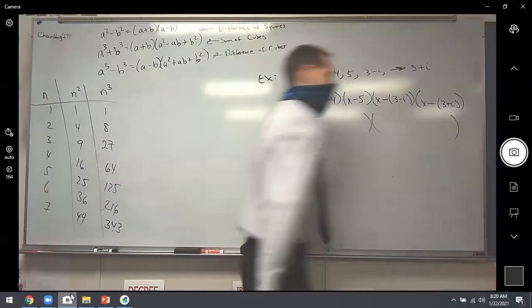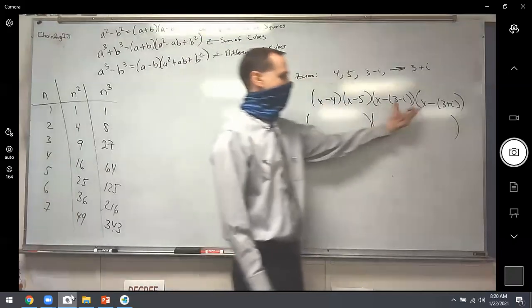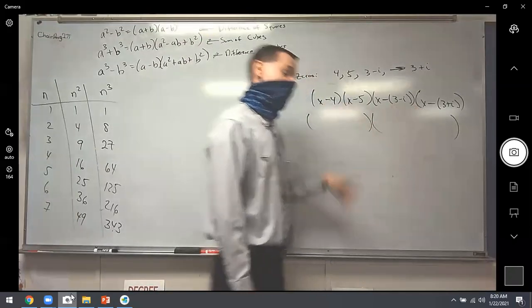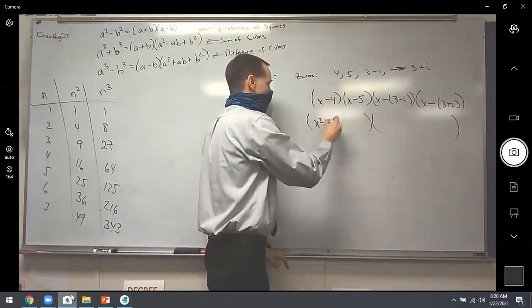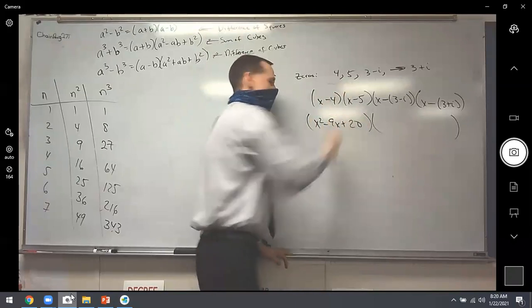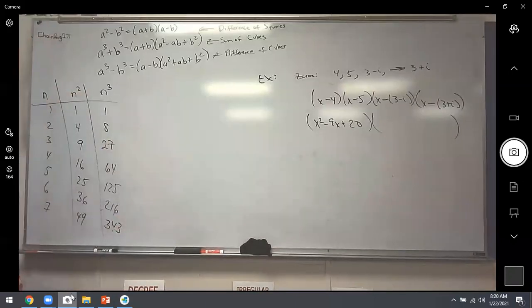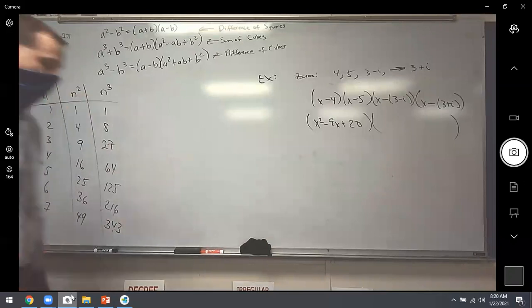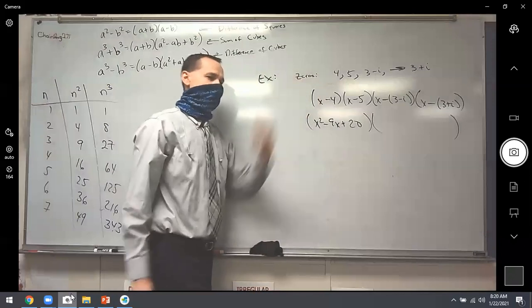I'm going to distribute these in pairs. I'm going to do these two, I'm going to do these two, put them all together, clean it up. It takes some time, but, you know, that's what they want you to do. So the first two, I won't go through the details because it's pretty straightforward. If you distribute out those first two together, x minus 4 times x minus 5, it would turn into x squared minus 9x plus 20. Hopefully distributing that out ain't so bad.